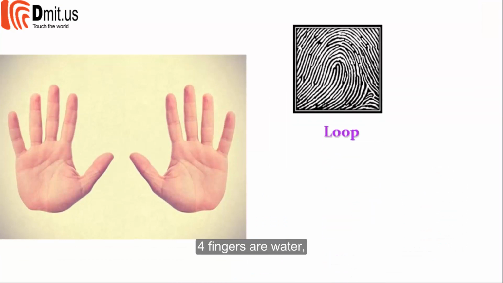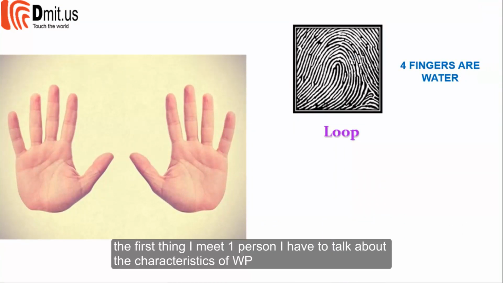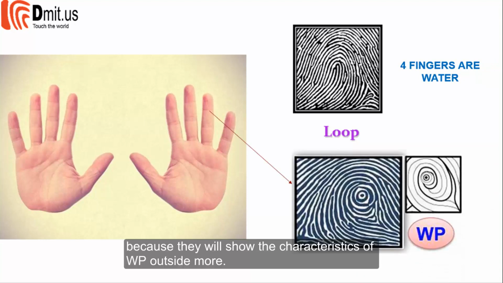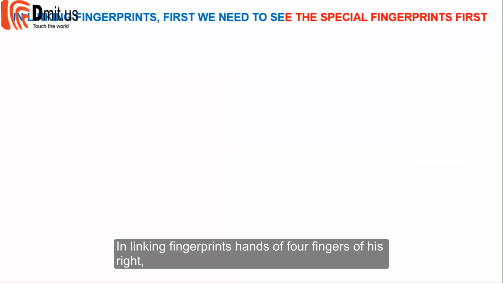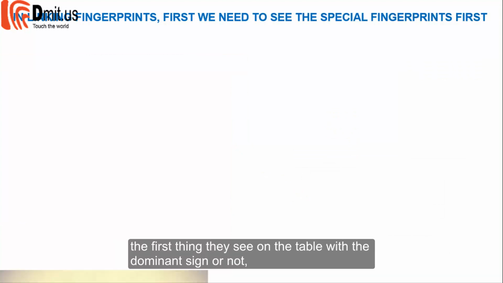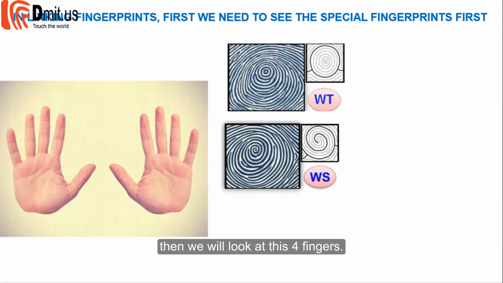Suppose 4 fingers are water, but they have WP on the youngest finger. The first thing, when I meet this person, is to talk about the characteristics of WP, because they will show the characteristics of WP outwardly more. In linking the fingerprints of the 4 fingers of the right hand, first we see whether there is a dominant sign or not, then we look at these 4 fingers.